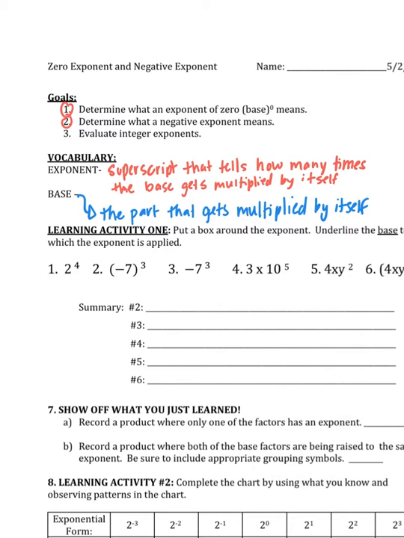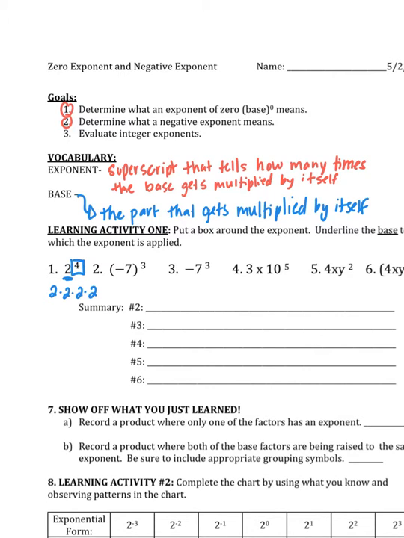All right, so to help you figure that out, we're going to do a little bit of practice. So you'll answer the questions first and see how it goes, and then we'll go through them. So on number 1, we want you to put a box around the exponent and then underline the base. So here I'm going to underline 2 and put a box around 4. So this would very simply just mean 2 times itself 4 times.